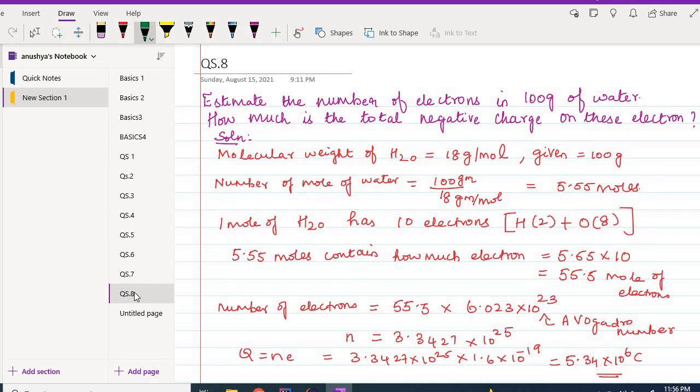Now what is the negative charge present in it? This is the number of electrons, so multiply with 1.6 into 10 to the power of minus 19. All the charge is multiplied with 1.6 into 10 to the power of minus 19 to get the total charge. So the answer after multiplication will be 5.34 into 10 to the power of 6 coulomb.